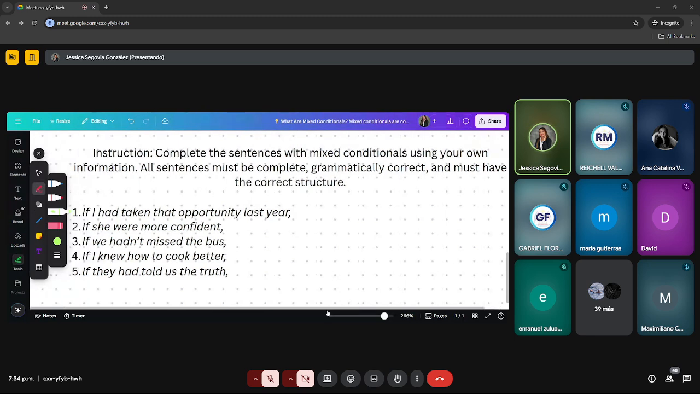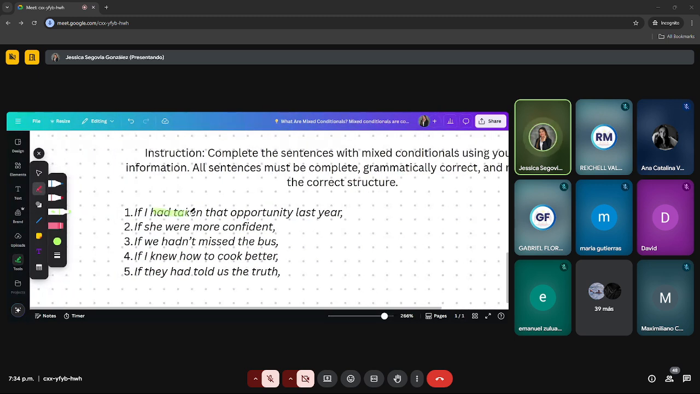If I had taken, this is a past perfect structure. And if you have a past perfect in the first part of the sentence, in the if clause, this means that we are talking about a past situation with a present result. So you will use the structure would plus infinitive to complete the sentence. I will give you the time and the space you need to make an example for that and complete the sentence on your own. And in the end of the exercise, I will ask a couple of you to tell me what you wrote.